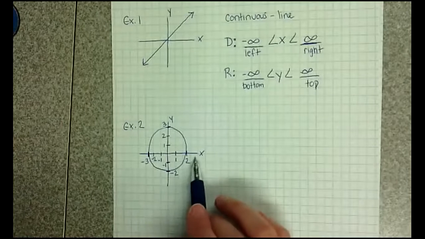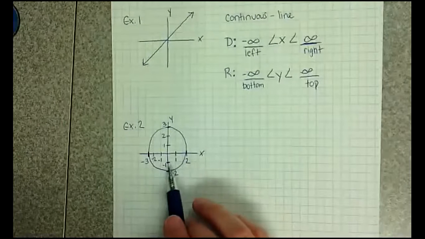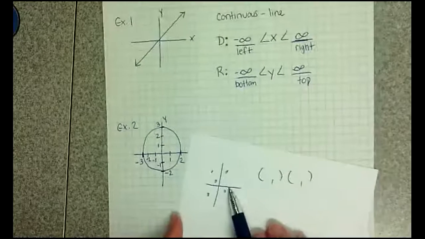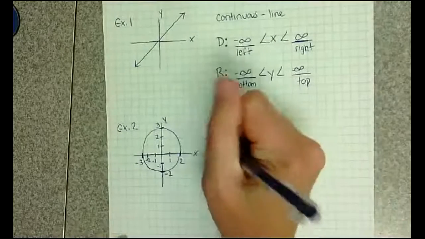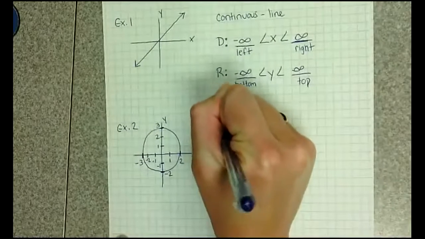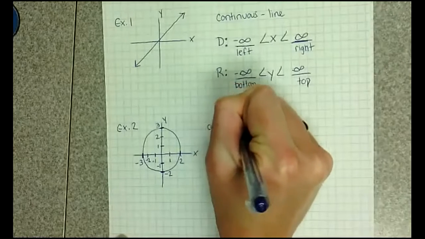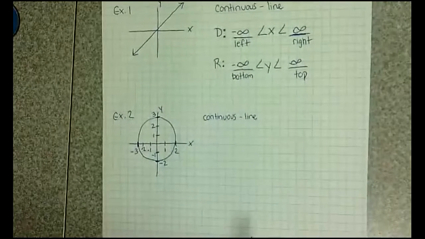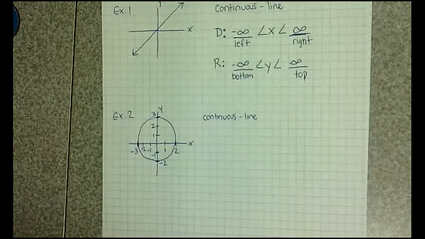This is still a line, okay? I know it's a circle, but this is still a line. This does not look like a bunch of dots. So this is a continuous graph, because it has a line on it. Okay, you are going to need to know the difference between continuous and discrete.